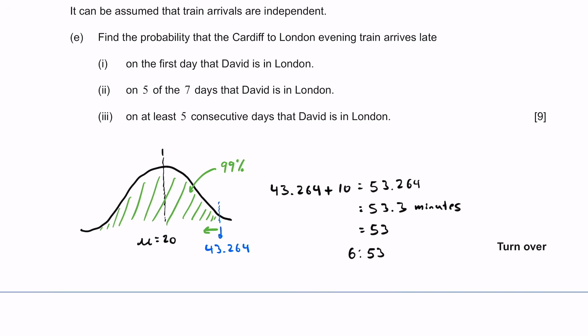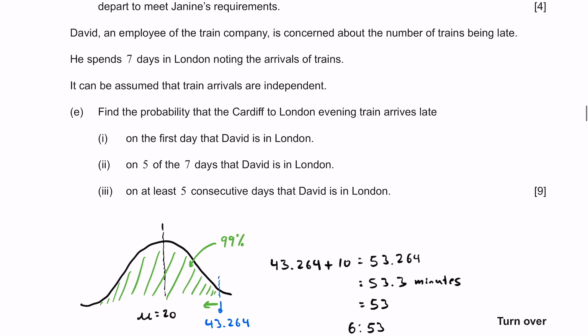6:53, why would it be 6:53? Because this is its scheduled arrival. This is 43 minutes late, and then this is plus another 10 minutes. So relative to this scheduled arrival of 6, she needs to book it at 6:53. All right.